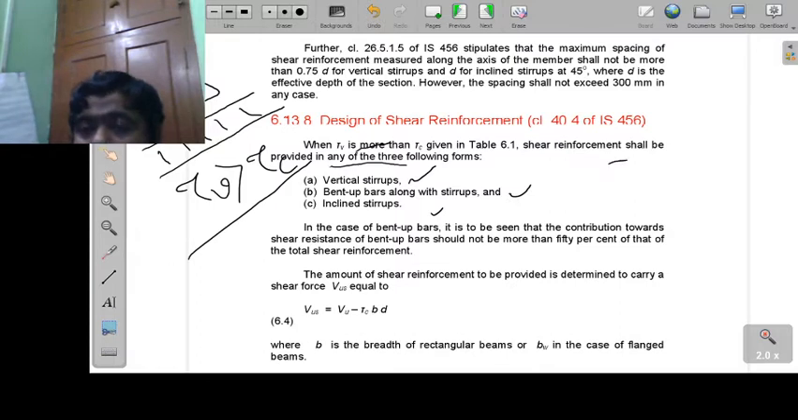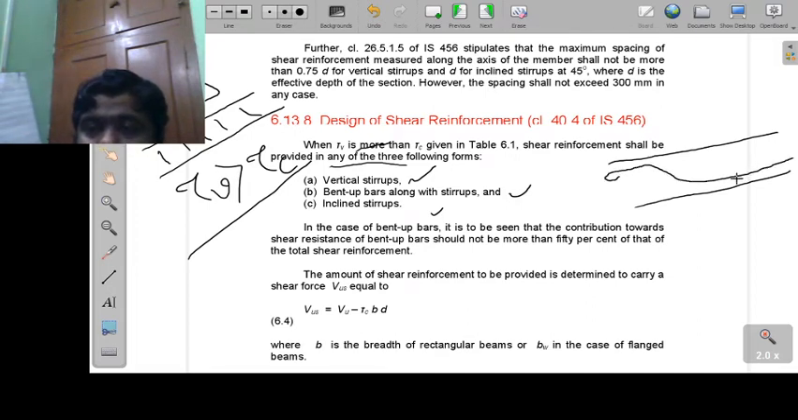Bent up bars, you might have seen them in your drawing classes. Some of the bars are bent up like that. This is the main reinforcement, which runs for some distance and then is bent up like that. So these bars are called bent up bars.